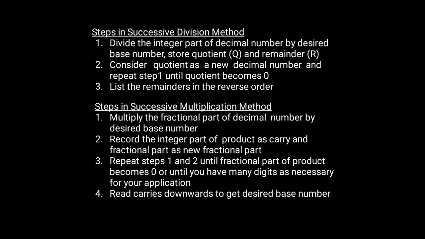Divide the integer part of the decimal number by the desired base number. Store the quotient and remainder. Step number 2, consider the quotient as a new decimal number and repeat step number 1 until the quotient becomes 0. List the remainders in the reverse order.